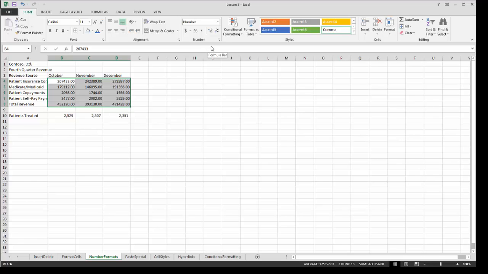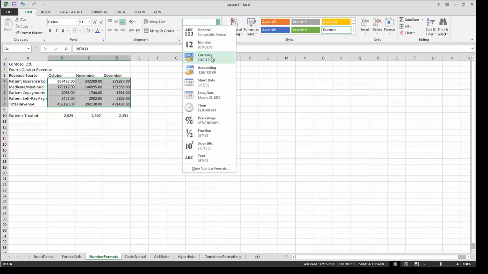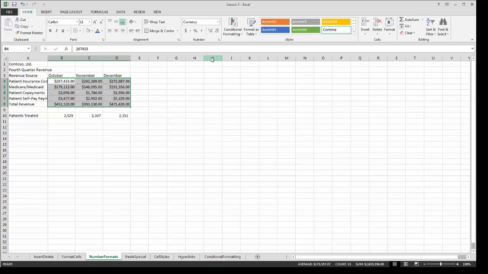Next, let's look at currency style. So currency, 2 things. It adds a comma, and it also adds the $ sign.